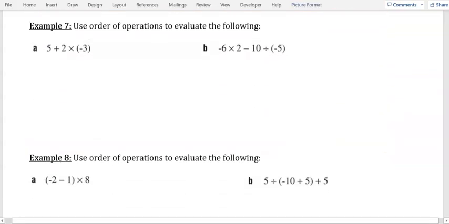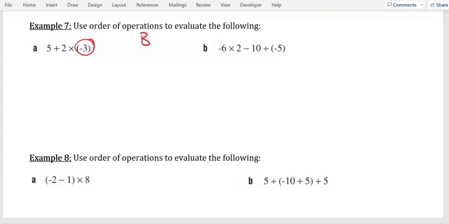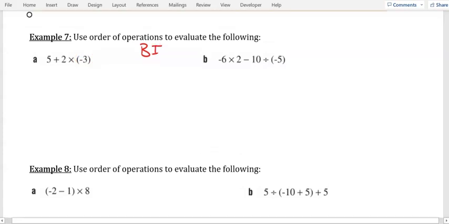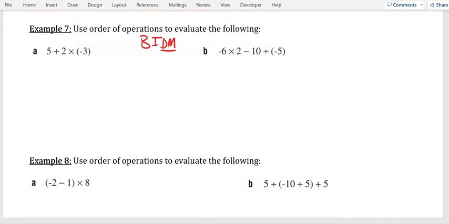Okay, so we're using the operations here. First thing is B for brackets. Okay, I'm going to look for brackets. Is this a bracket? No. That is just a way of separating out a negative number and making sure that it is clear. Don't have any indices. Do I have division or multiplication? That's addition. That's multiplication. So what we're going to do is this one first.